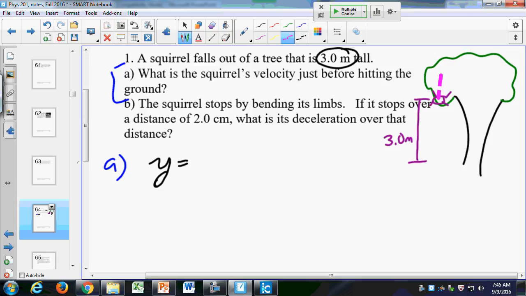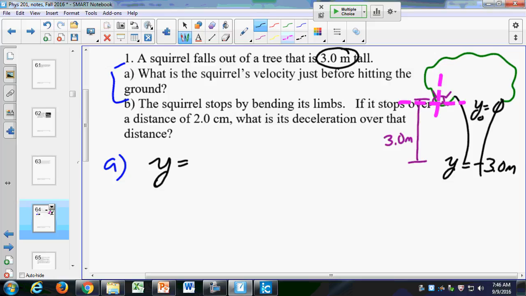Let me show you. Because if I set up my coordinate system so that it starts right here, so that this is y equals 0, that's y naught, then this y would be equal to negative 3 meters. That's just sort of the way I do it. You could do it a different way, but I find that this is a little bit easier. So I let this be 0, the beginning point where he is, and then this is my final position.